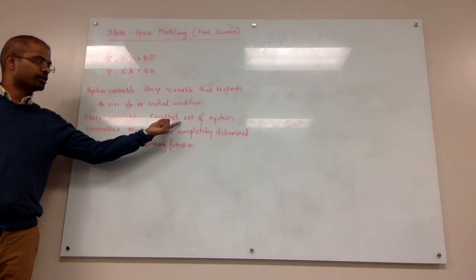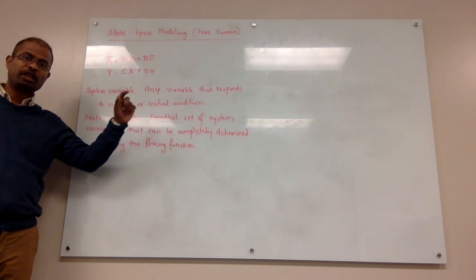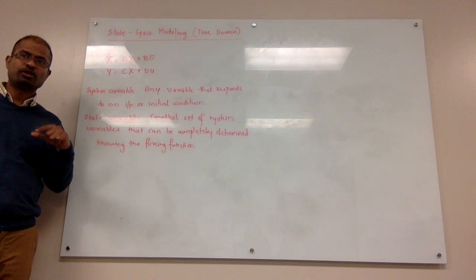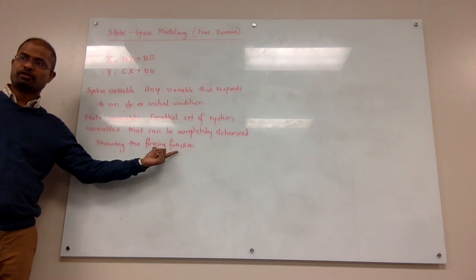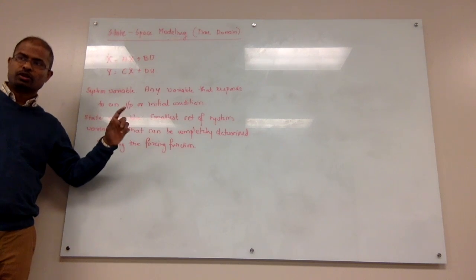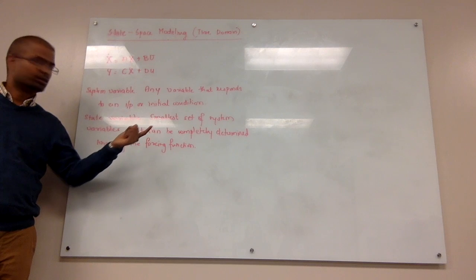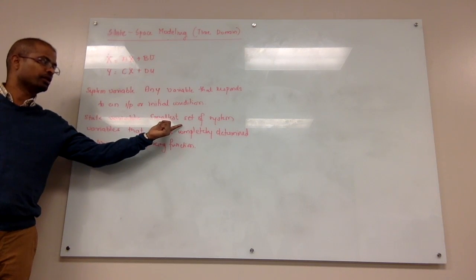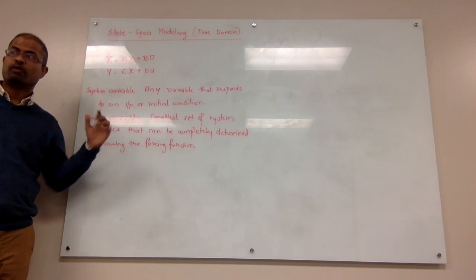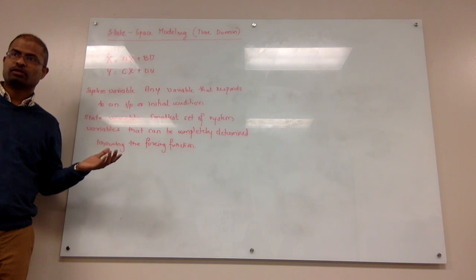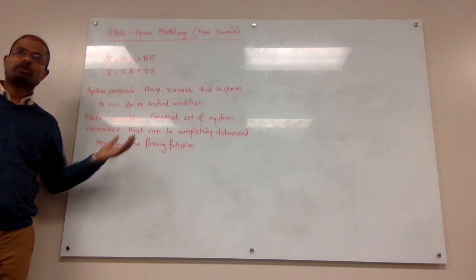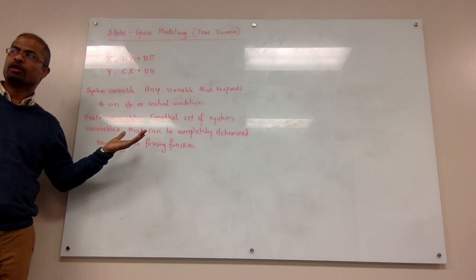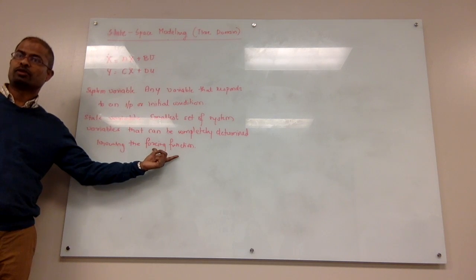If you know the system variables at the beginning of time, at time t equal to 0, and you know the forcing function, you can determine how these state variables evolve over time. Those are state variables. If you know them at the beginning of time, but you don't know how they are going to change based on the forcing function, that is not a state variable.